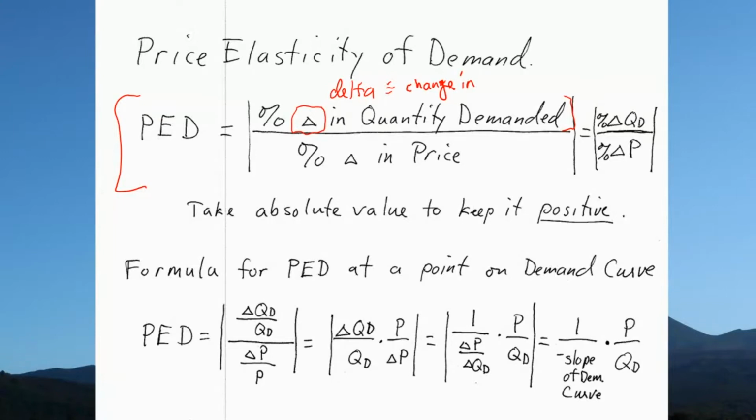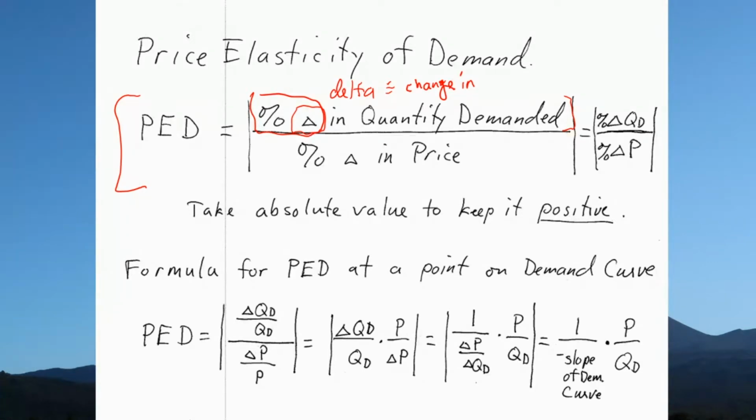So when we want to denote a change in a particular variable, I'm going to use the term delta. And if we want to talk about percentage change, then we put these two together and say percentage delta is the percentage change in the quantity demanded. All right, so learn that notation if you don't know it already. Secondly, we're going to take that divided by the percentage change in price.